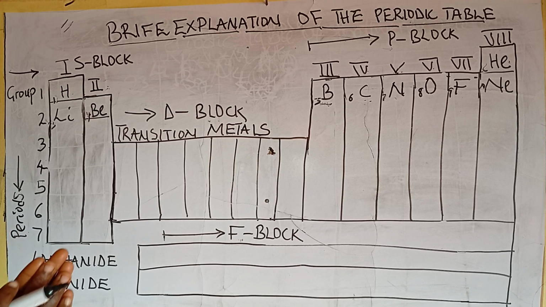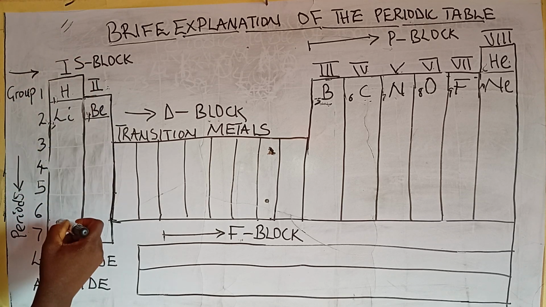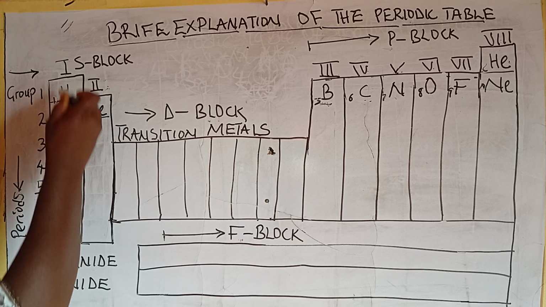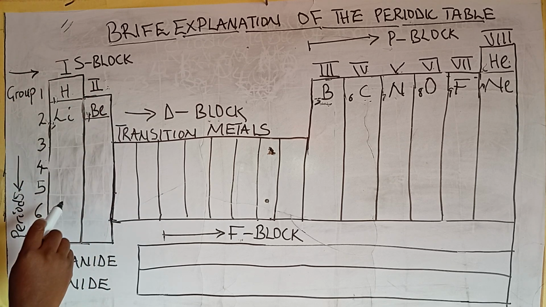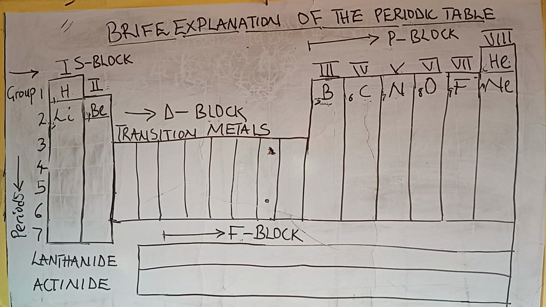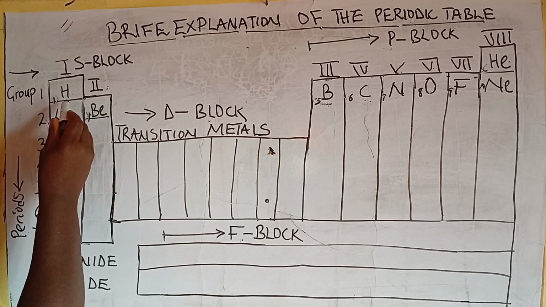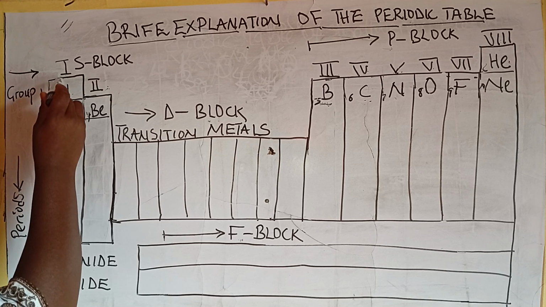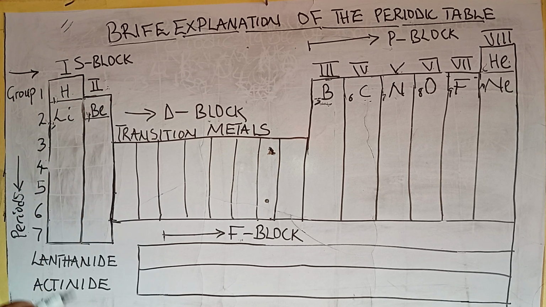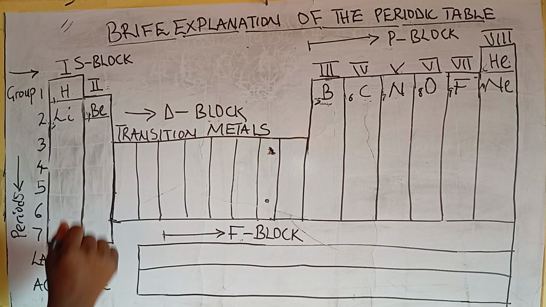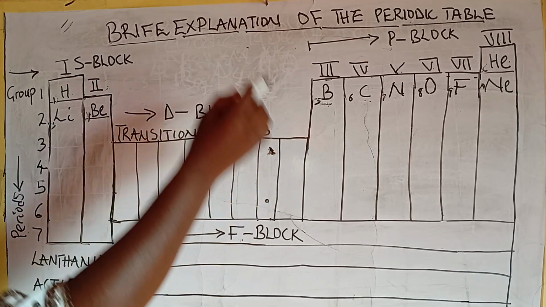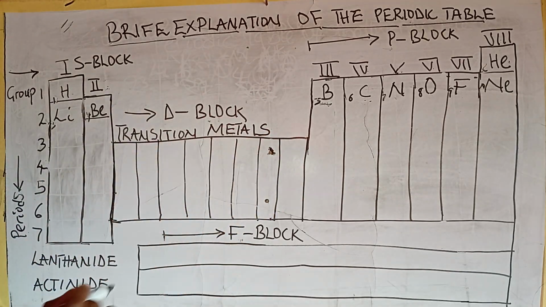Now, all the elements in a group, for instance, the alkali metals, all of them have the same number of valence electrons. So they have the same valency. What is valency? Valency is the combining power of an element. So they have the same number of valence electrons. So all the elements in group 1 have valency of 1. The elements in group 2, valency of 2. Group 3, valency of 3.